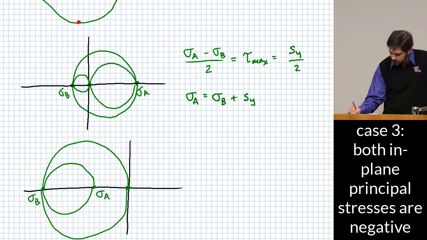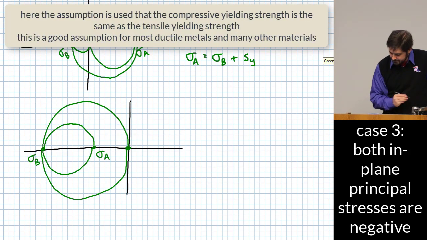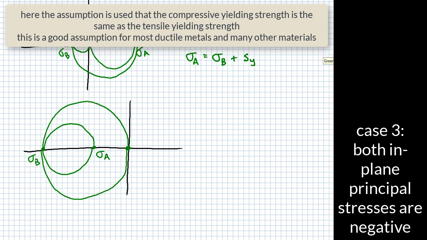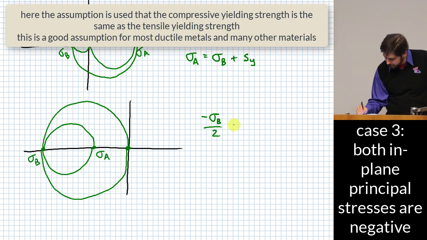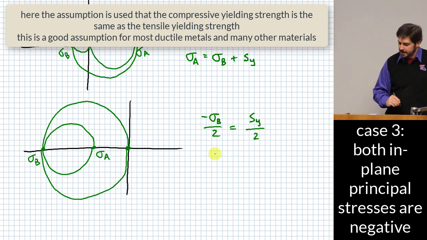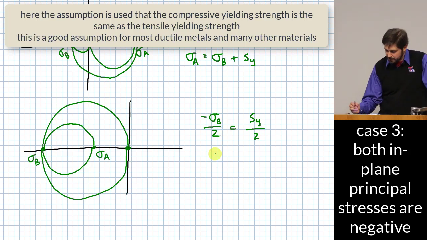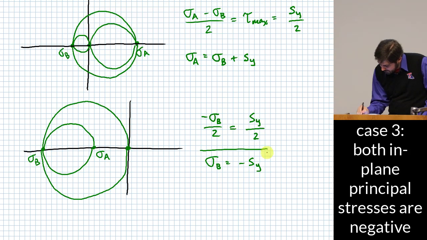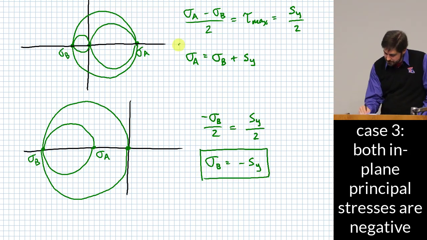Okay, and on the same type of logic that we had a minute ago for sigma A, over here we would say that the shearing stress for this particular case would be, and I'm going to throw a minus in there to make the numbers work, minus sigma B over 2 equal to S sub y over 2, which just means that sigma B would be equal to negative S sub y. All right. So these are our three possibilities.